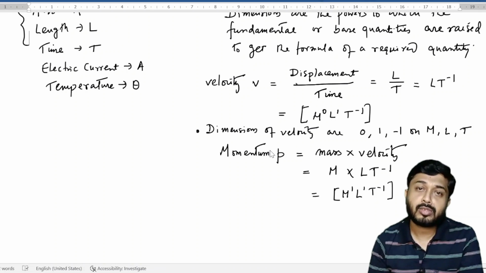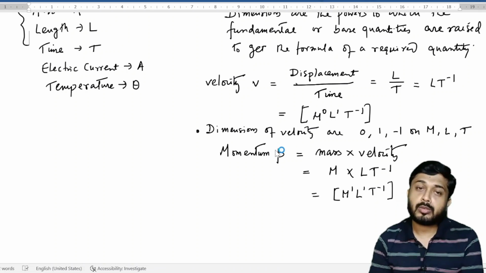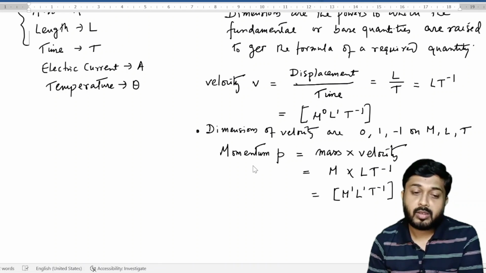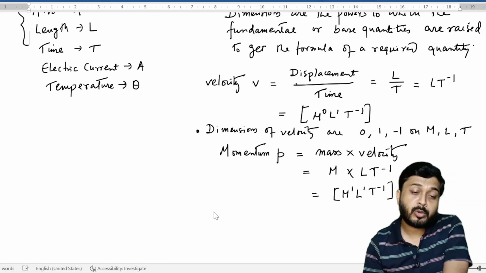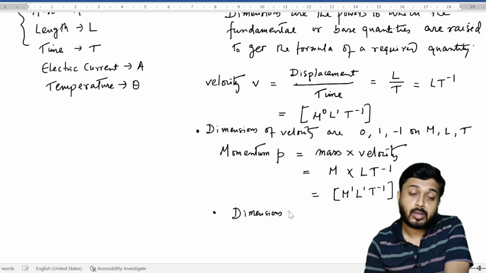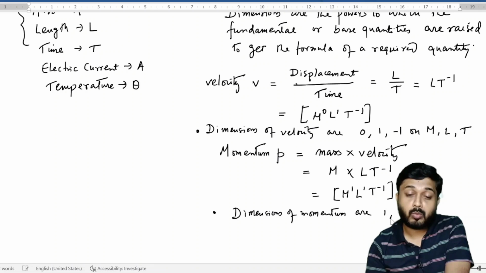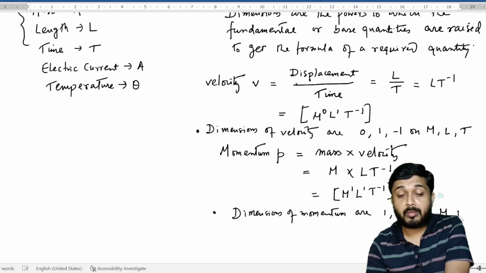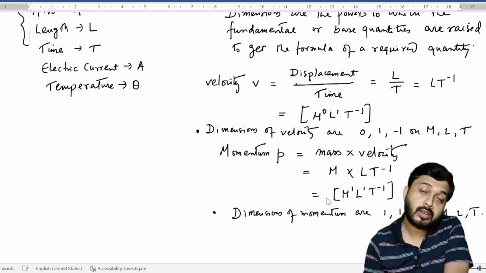Alright, that's what the definition of dimension is. I told you before. And after that is momentum. For momentum also we may write that the dimensions of momentum are 1, 1 and minus 1 on M, L and T. Is it clear? I hope it is clear.